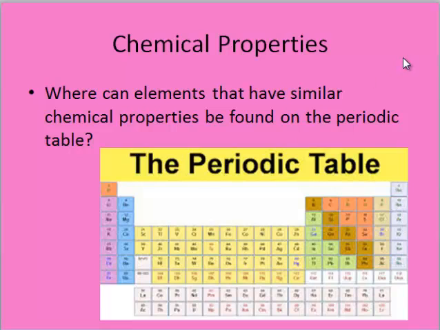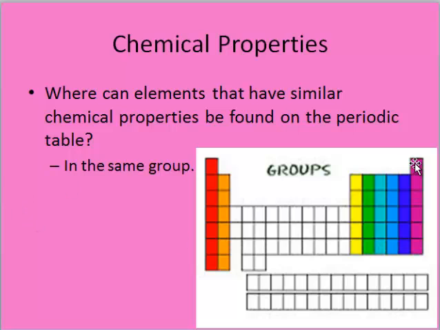Alright, so where can elements that have similar chemical properties be found on the periodic table? So remember when we're looking, we have our groups and we have our periods. So the groups all go down, the periods all go across. So if we want to look for things that have similar properties, odds are they're going to have a similar arrangement, specifically on their valence electrons. And we can find all of those in the same groups.